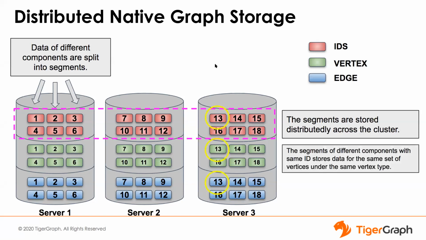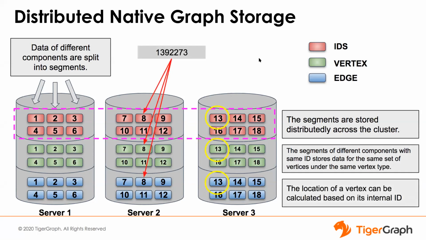And also, the segments of different components with the same ID store the data for the same set of vertices under the same vertex type. So in this case, segment 13 must contain the set of vertices under the same type, and they also contain the same set of vertices. So by giving an internal vertex ID, we can calculate the location of that vertex. We can say, given this internal ID, we know which segment it belongs to.